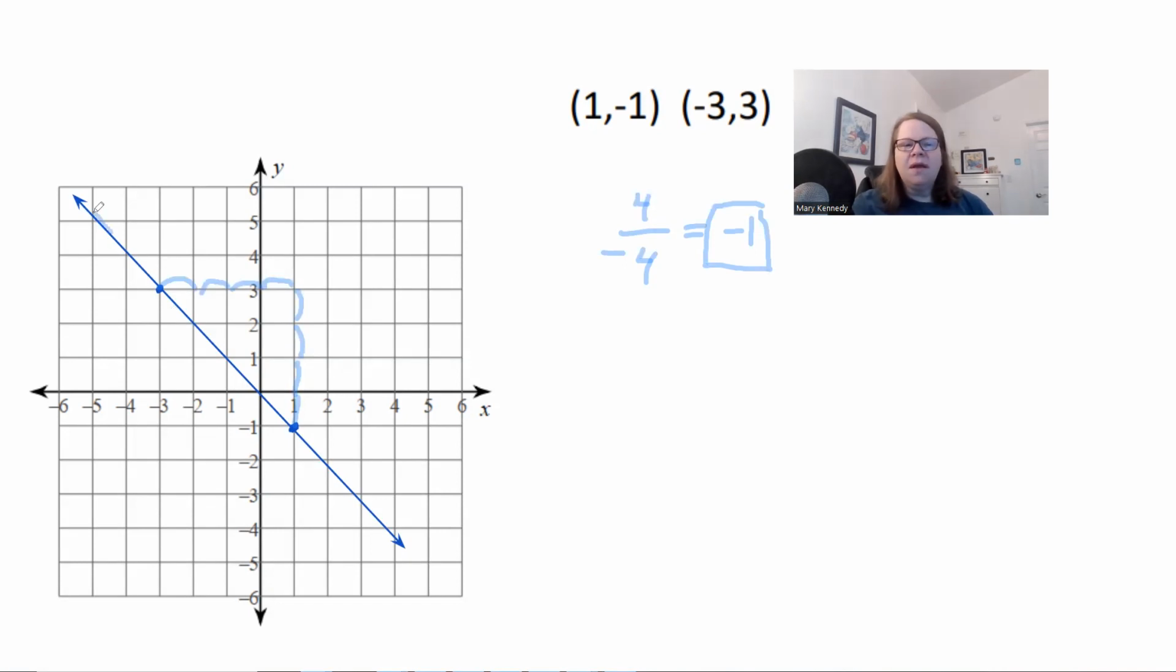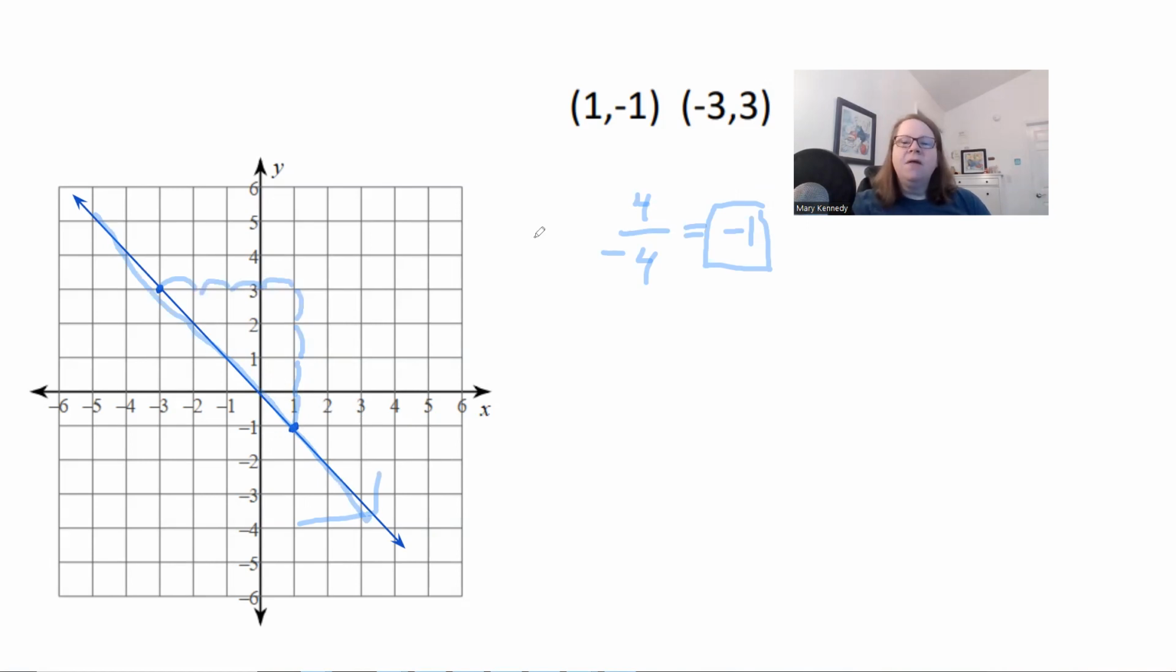Now, overall, I can see that this is a negative slope anyway, because it's going down as we go to the right, right? So that makes sense. I should have gotten a negative number for my answer. If you got a positive number, it means that you didn't make one of these negative. That's always a good thing, is to back up and look at the overall picture and be like, okay, this is going downward as we go to the right. I know it's a negative slope. So my answer should be a negative number.